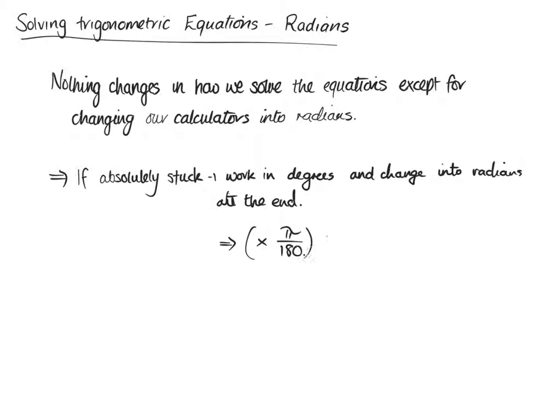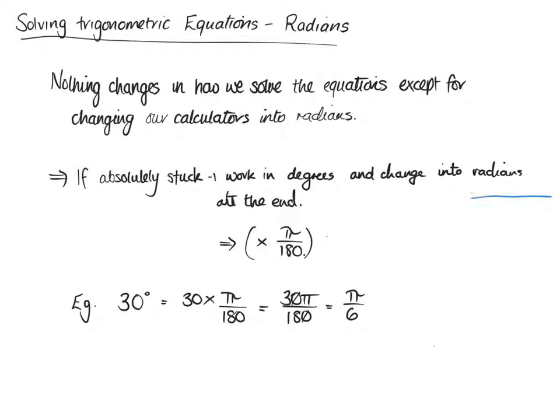Okay, so for example, if you've got 30 degrees, 30 degrees equals 30 times pi over 180. So you get 30 pi over 180. You can get rid of the zeros, and then you get 3 and 18. So you get pi over 6.